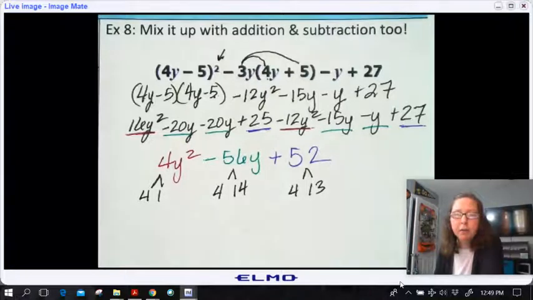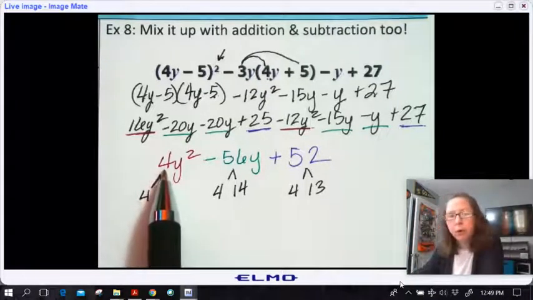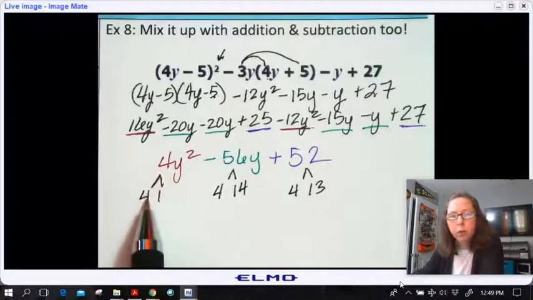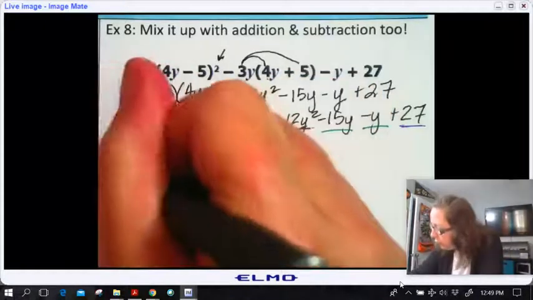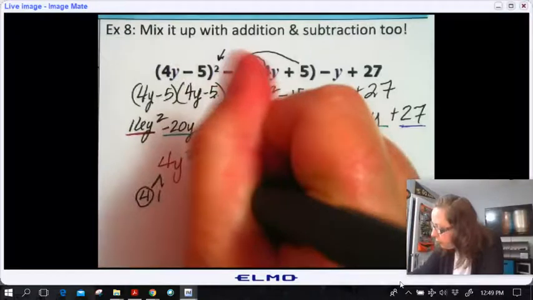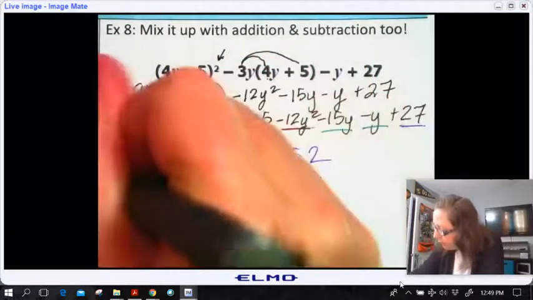Why did I not look for something bigger? Well, the smallest number is 4. So that is the largest possible number I could take out of the rest of these. So 4 is my GCF. Okay.